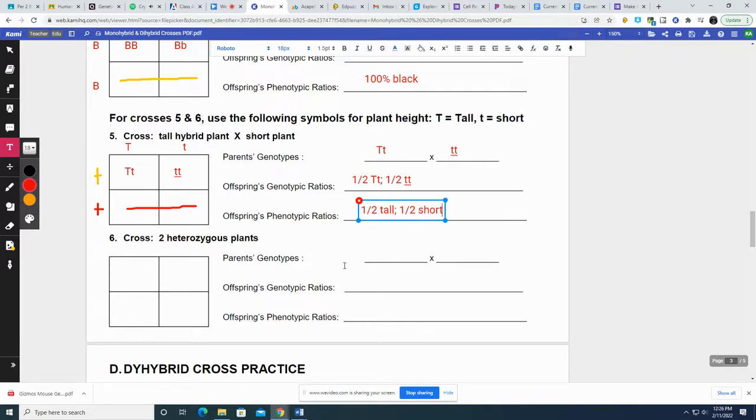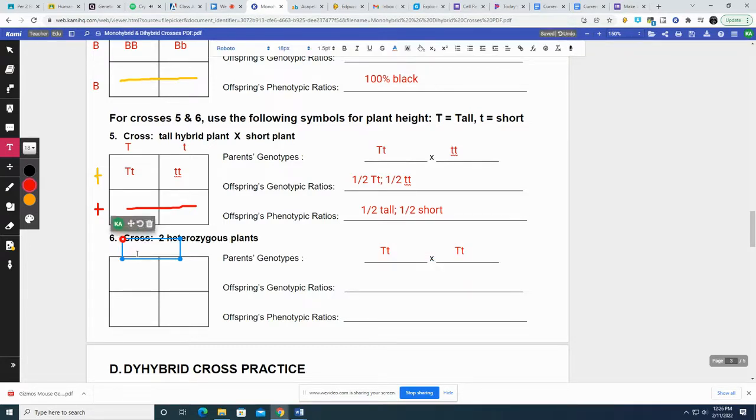This one: cross 2 heterozygous plants. Ooh, this will be a really bad one for you on the test. They're heterozygous, and if you don't know what heterozygous is, you're just going to be guessing. But we're using t's again. And you should know heterozygous means different, just like hybrid. So we're crossing a big T, little t with another big T, little t. All right, so now they both have the same genotype. They're both heterozygous hybrids.